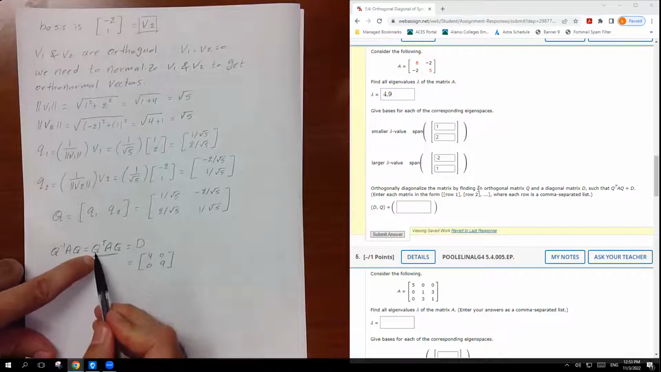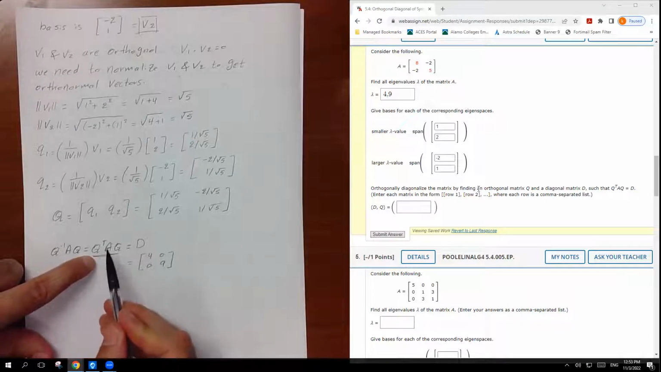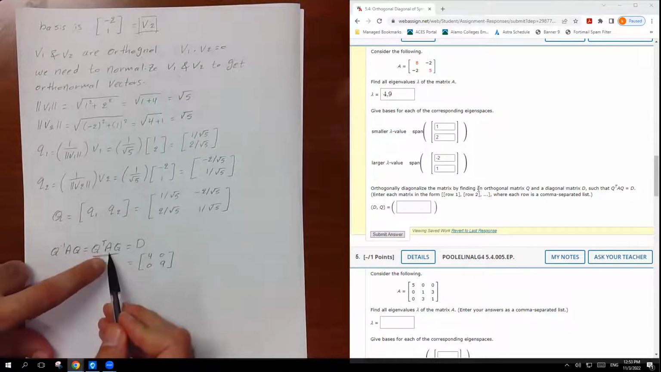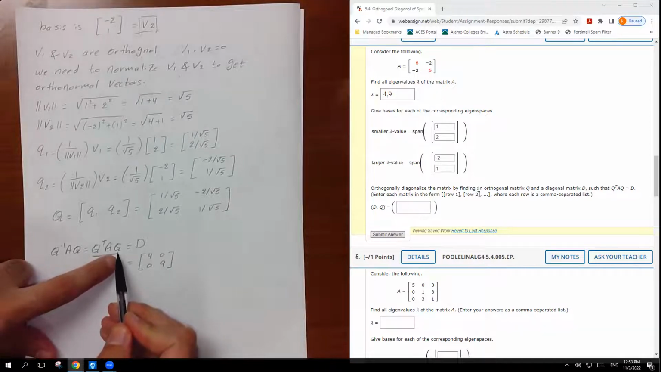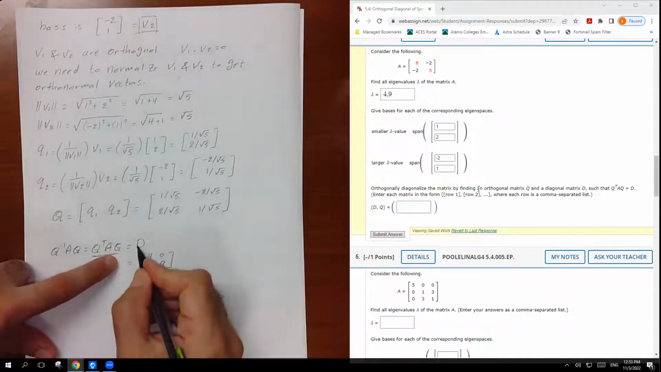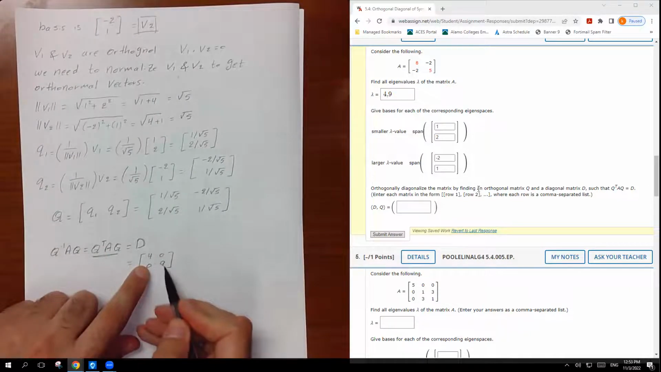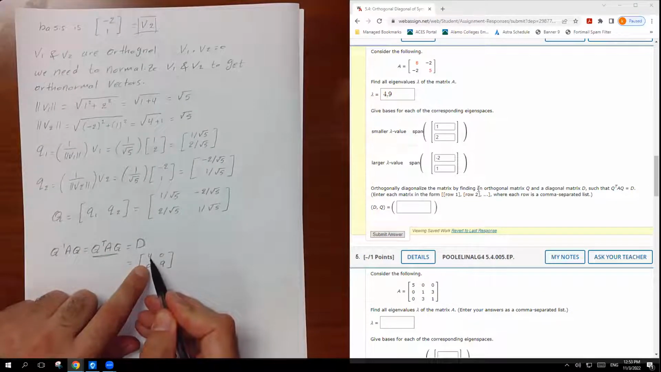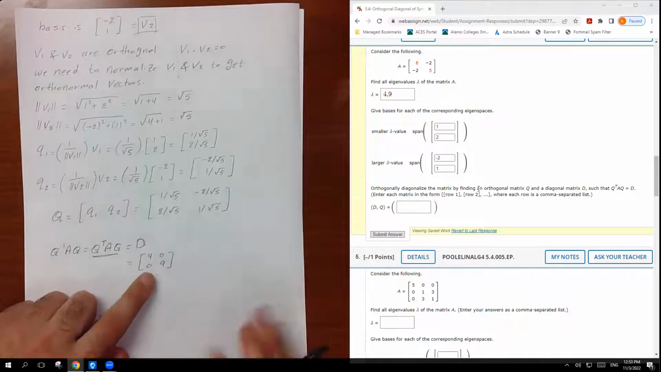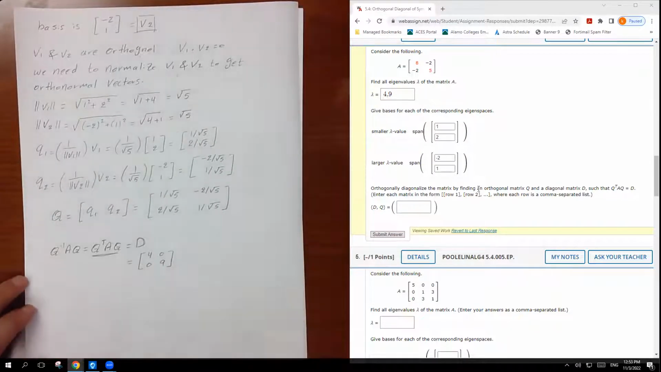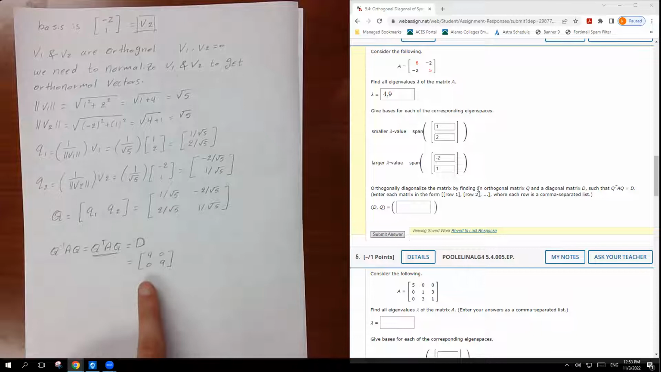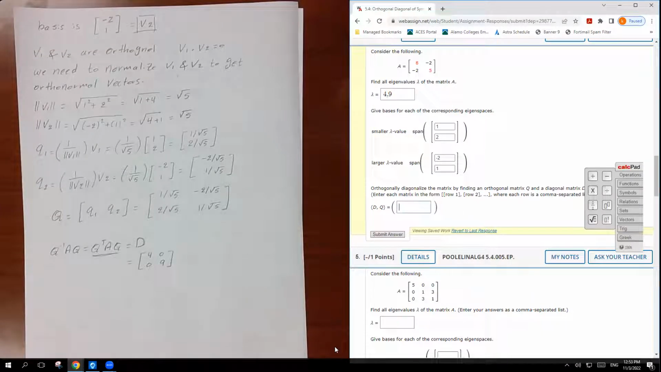Q transpose, if you multiply Q transpose times the matrix A times Q, the result is the diagonal matrix, whose diagonal entries are the eigenvalues 4 and 9. That means we can plug in Q and D here. We got this one right.